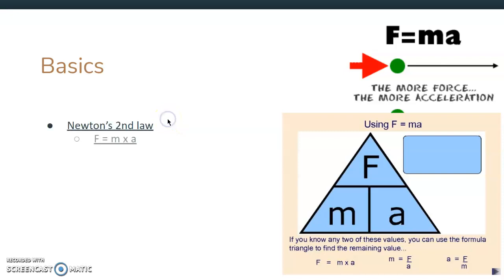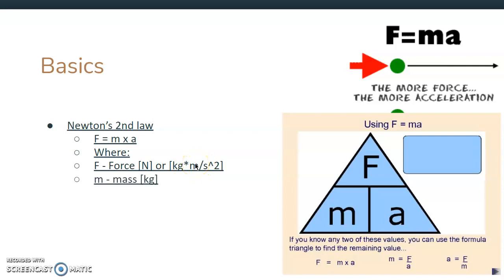second law. So first, Newton's second law is defined as F is equal to m times a, where F is force, which is measured in newtons, and a newton is a kilogram times a meter per second squared. Our mass is in kilograms, and our a is acceleration in meters per second squared. We can also do some algebra to move this equation around and solve for different things.